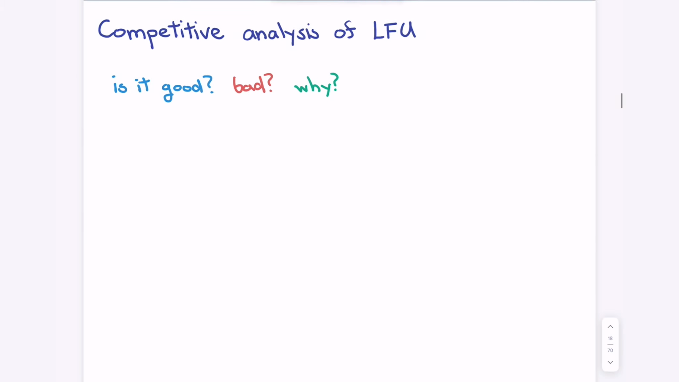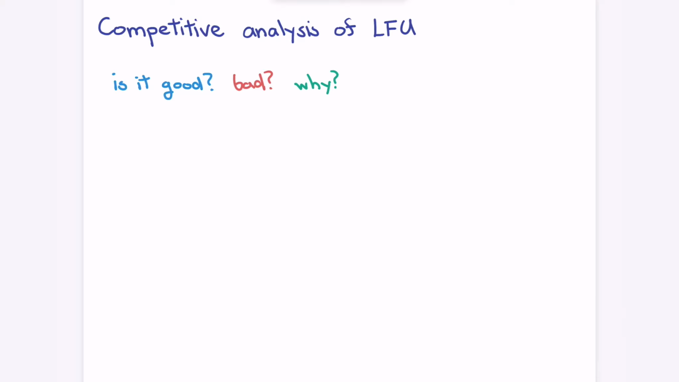As a warm up to get used to competitive analysis, we're going to look at least frequently used and see if it's good or bad. Least frequently used is the one with counters. At some level, it's the most resource hungry one among the ones we had, because you're counting everything. Every time, you evict whatever is the least popular one.